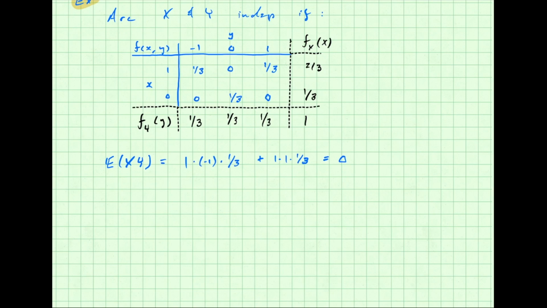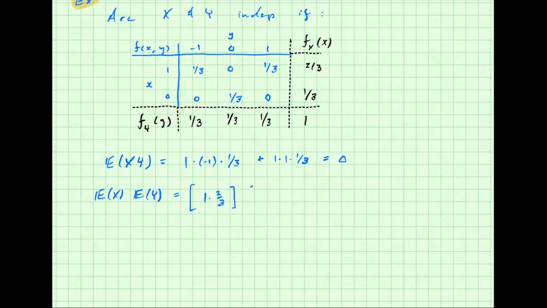And now let's just look at the product of the expected values. We can do these individually. For these, we work with the marginal densities, or marginal probability mass functions. We'll work on the x one first. The value of x here is 1, so we get 1 times 2/3, and then we get 0 times 1/3, and so that's it. The expected value of x is 2/3.